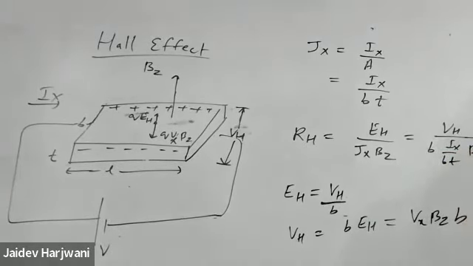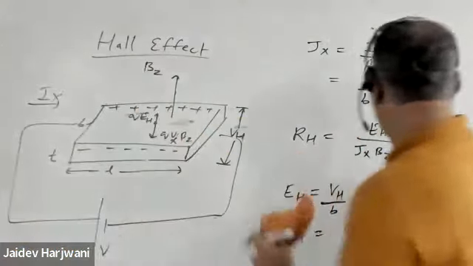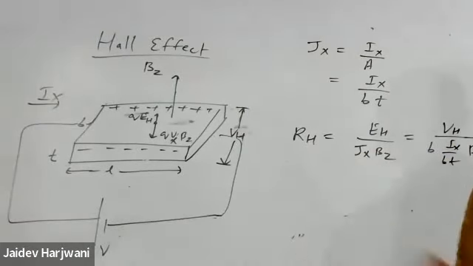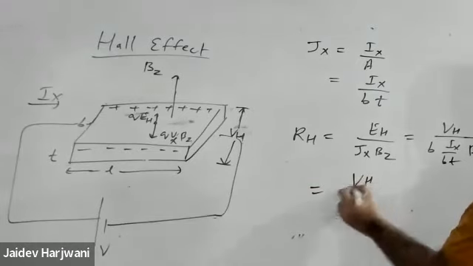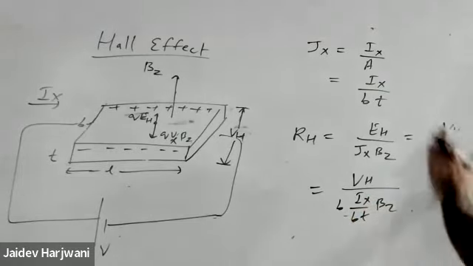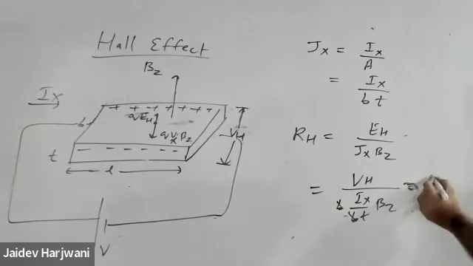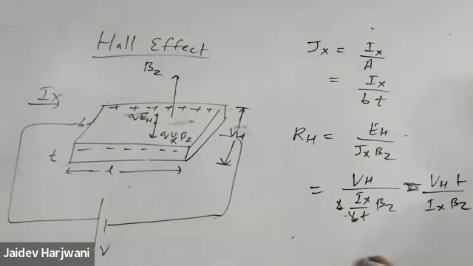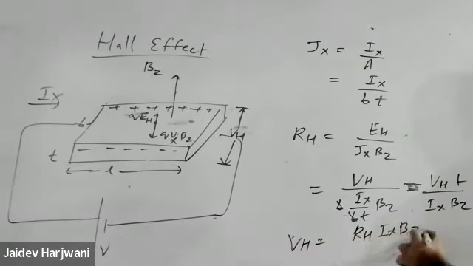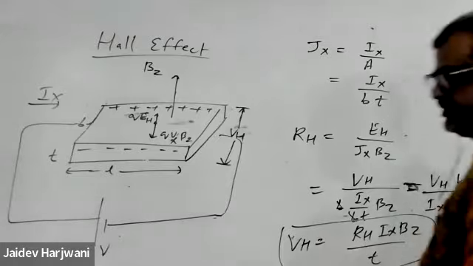Let me simplify this more. So let me write this here. It is cutting here, so this is VH. Then B, IX, BT, BZ. So this is the relation here, and your B's cancel. Now you get RH equal to what? VH into T upon IX into BZ. So your Hall voltage will be what? It will be RH IX BZ upon T, and this is a well-known formula that you use in lab experiments when you perform the experiment.